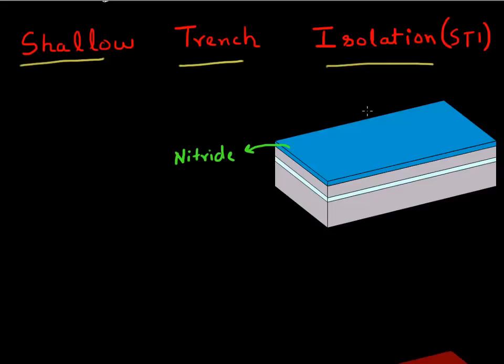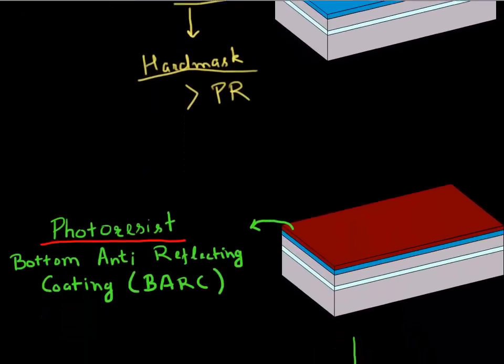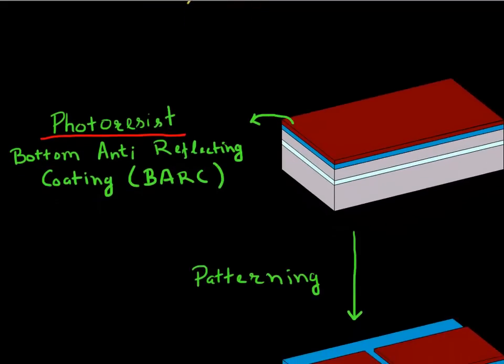And the process flow for that is, first you deposit a layer of nitride, and this nitride layer acts as a hard mask. And by hard mask, I mean it's a material which is harder relative to the photoresist material, and it's typically deposited before you deposit your photoresist, and it's essentially a mask for etching, as we'll describe later.